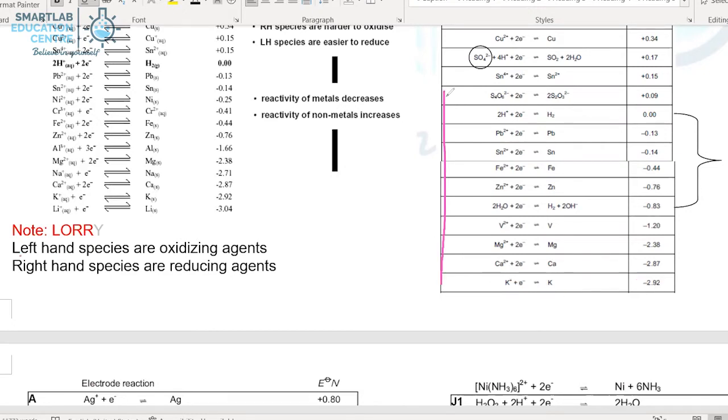Bear in mind that for all the equations that we are going to study in the data booklet, the left-hand species are oxidizing agents and the right-hand species are reducing agents. So for example, V2+ will gain 2 electrons. So V2+ would be a left-hand species and therefore an oxidizing agent, while vanadium is the right-hand species, so therefore it will be a reducing agent. And in this case, if the value is -1.2, then it is more likely that the backward reaction is favored. Hence, vanadium is more likely to oxidize to form V2+.